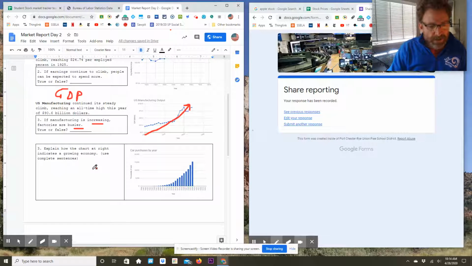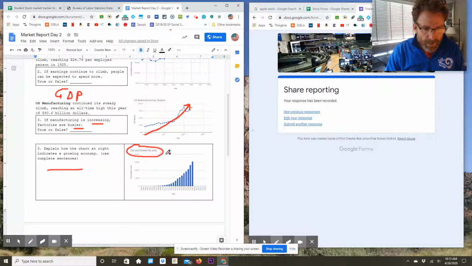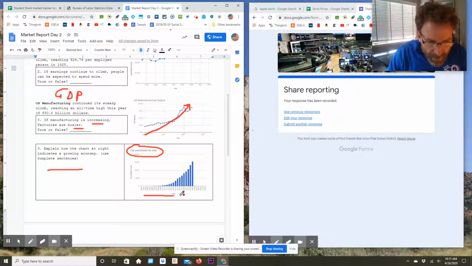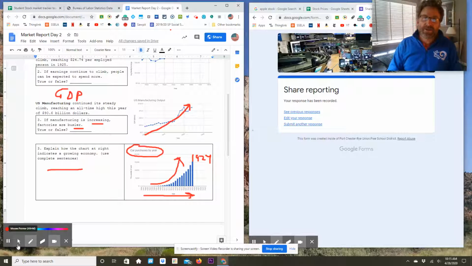All right. Then finally, let's look at this one. And this one you're going to answer in a complete sentence in here. But we're looking at the title of the chart, car purchases per year. Here we have on the x-axis the year 1900, 01 up until 19. This is 1924 right here, 1924. All right, thousands of cars. It's going up, up, up, up. So you have to explain in a complete sentence. This chart indicates a growing economy because, and then finish that sentence. You're going to submit this like it's homework. All right, so that's it for today. You're going to submit this in the classroom.